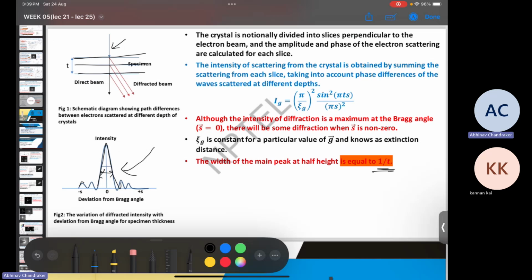What this means is that even if theta is a bit different, if there is some delta theta equal to theta Bragg minus the actual theta at which diffraction is happening, if the thickness is small, the width of this peak will be large. So you will be able to see diffraction occurring even if the plane is not exactly at Bragg's angle.